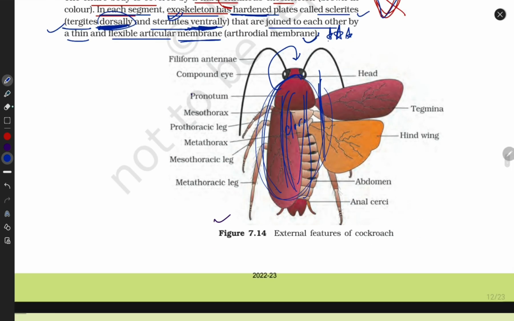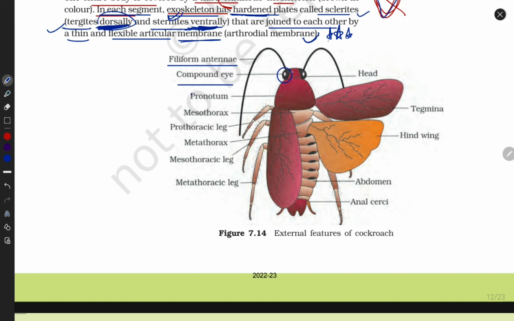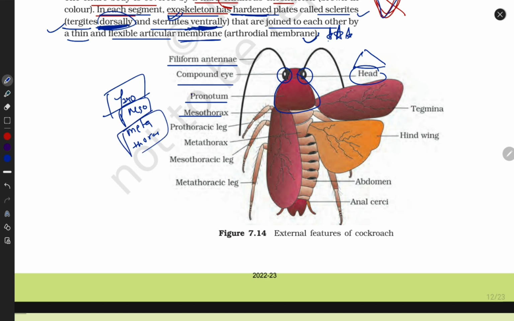Look here, I will show which part we call which. Guys, this is the antenna, their sensory organ. Compound eyes, look here, their eyes. Yes, guys, they also have eyes. I know this is not important, but they do. This is the head, triangular in shape. This is the pronotum. There is a prothorax, mesothorax, and metathorax. This is the sequence: prothorax, mesothorax, and metathorax.